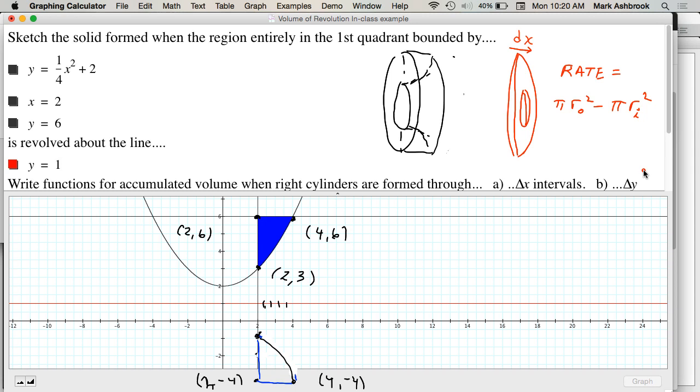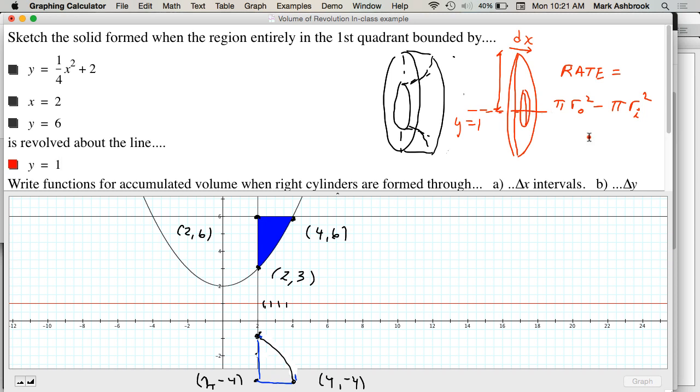So first, r outer. We've got to figure out what this radius is. It's from our axis of rotation up to the outer radius here. And so we ask the question: is that an x coordinate, a y coordinate, a big change in x, or a big change in y? Remember, this is y equals 1. Is it the y coordinate?